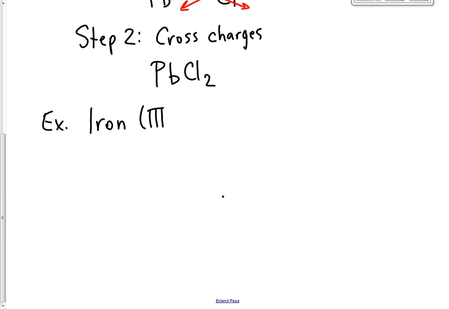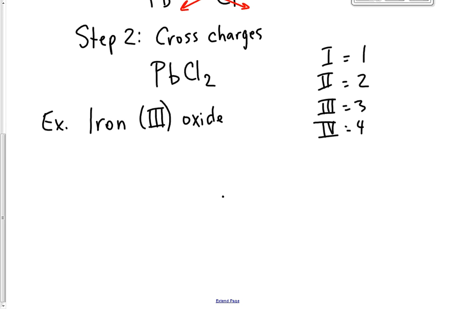So let's do a couple more examples. Iron 3 oxide. And before we go any further, let's make sure that we're clear on what the Roman numerals are. Okay, so 1 through 6 is really all you're going to need to know. I, 2 I's, 3 I's, an I and a V is 4, a V is 5, and a VI is 6. If you were not already aware of that, you've got them written down now.